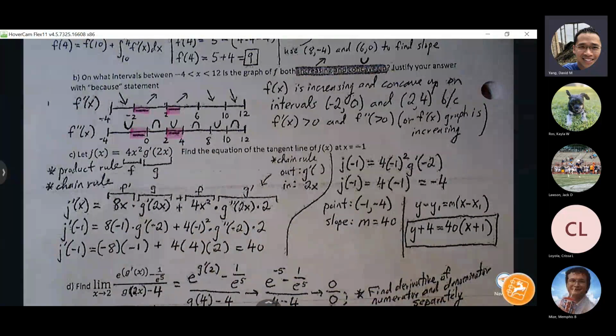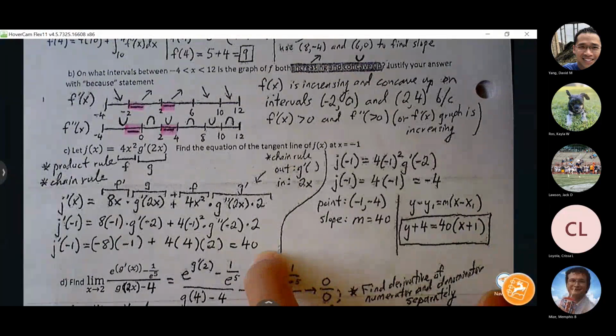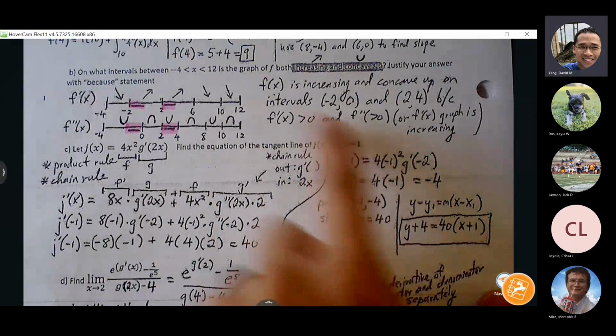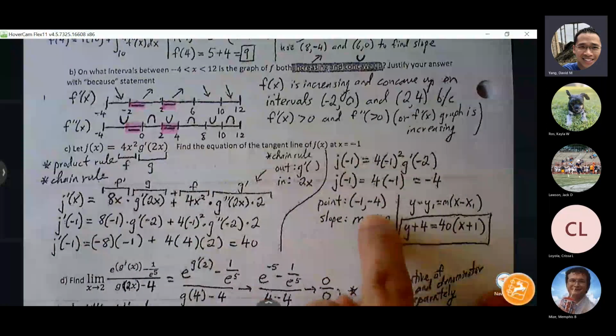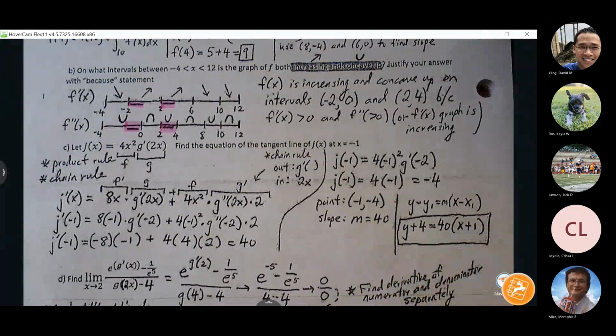Replace every x with -1. Get it all the way down to a slope value. But it's asking for the equation of the tangent line, so I also need to plug -1 into the original function to get the y value. So I have my ordered pair, I have my slope, and I can write the point-slope form.